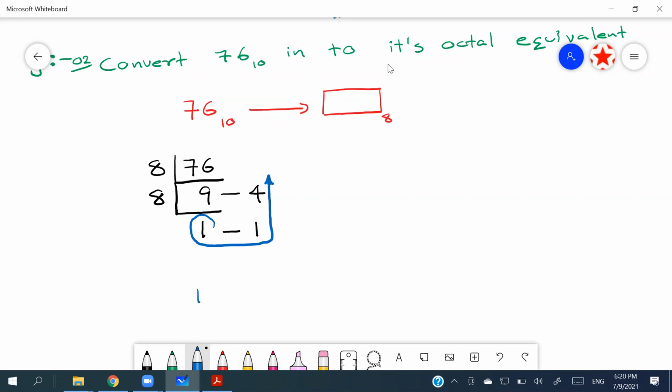So 114 in octal will be the final answer. And if we continue to the second technique, we are going to divide this by 8 again. So we will be receiving 0 and 1 is remaining. So again, we can find the remainders from bottom to top, which gives you the very same answer, 114.